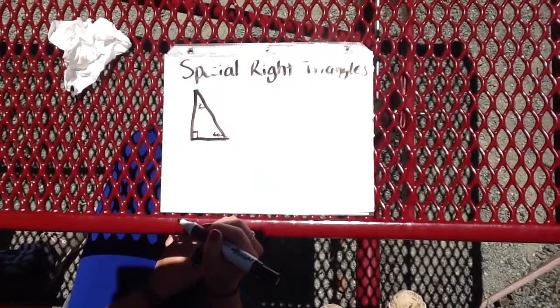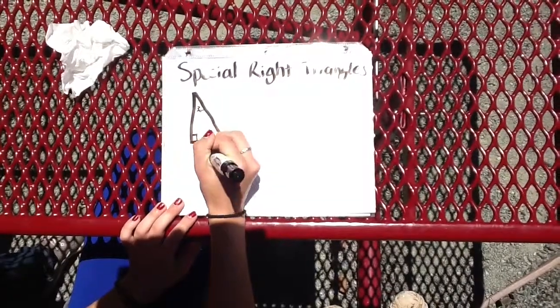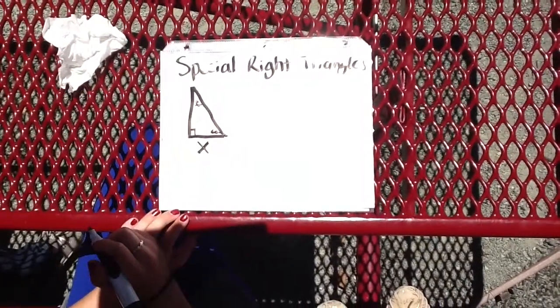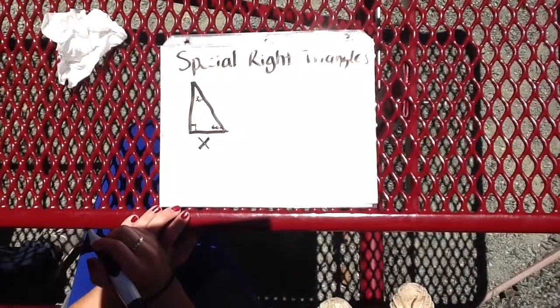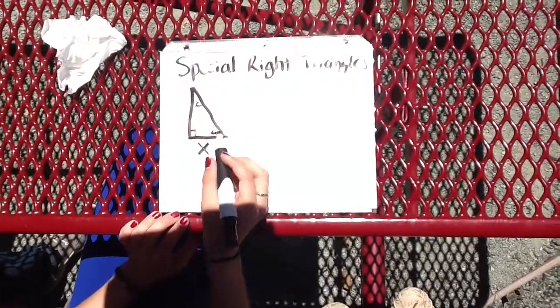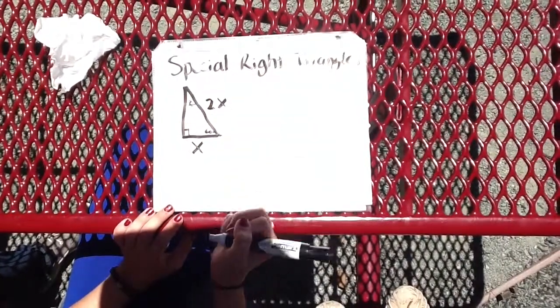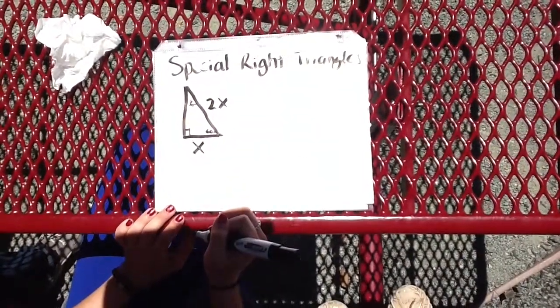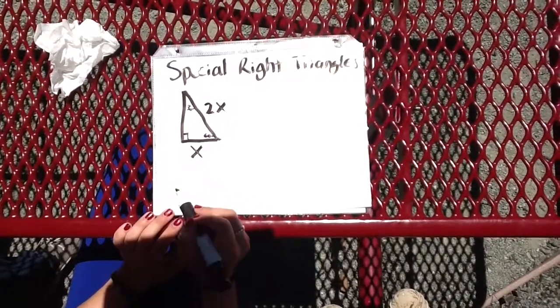Now here we're going to call the short side x instead of a, b, and c. Here you have to do a little bit of assumption and memorizing. The longer side, the hypotenuse, is 2x. It is 2 times the length of the shortest side. So the longest side, the hypotenuse, is 2 times the length of the shortest side.